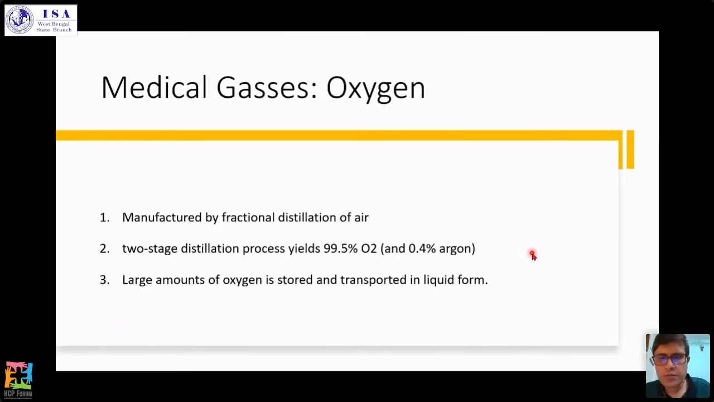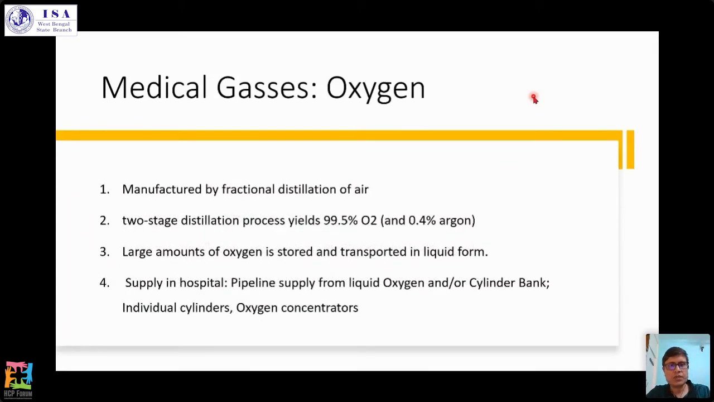I was under the impression that medical oxygen is the purest form of oxygen that we get, but I was doing a bit of reading lately and figured that there are purer forms of oxygen available, and they're mostly supplied for very pure scientific experiments and chemical reactions. So medical oxygen has an oxygen concentration of 99.5% or above. A large amount of oxygen is stored and transported in the liquid form. When we make a gas a liquid, in a small form factor we can hold a large amount of gas. So transporting and storing things in a liquid form is advantageous for us.